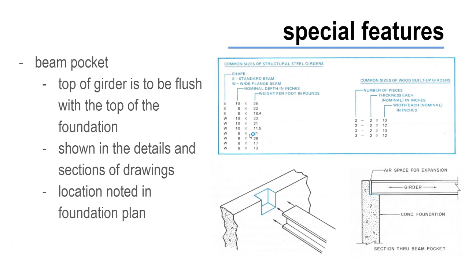Another special feature you may find is something referred to as a beam pocket. That's if you have a girder running across for support and it's to be flush with the top of the foundation, you have to provide a pocket in that foundation wall, which we know as a beam pocket. And they're shown on the details and sections of the construction drawings, and the locations of these pockets are dimensioned on the foundation plans.